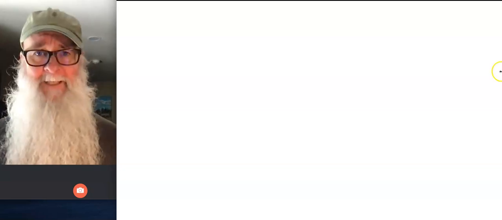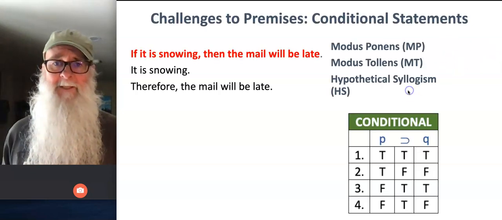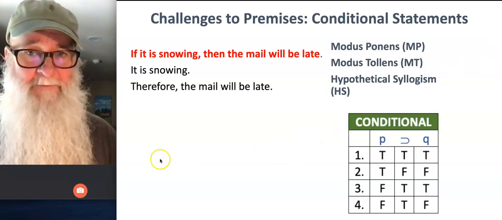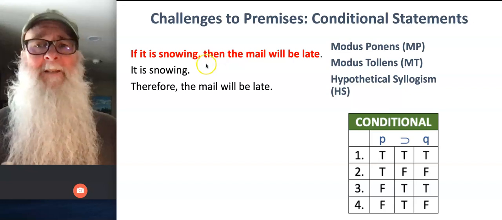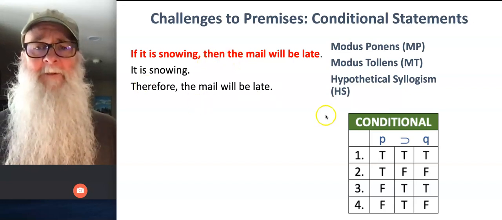Okay? Now, just as defending these different kinds of statements required different strategies, so too does challenging them and anticipating the challenges to them. So take a look at this argument. Again, your favorite one. It is snowing. If it is snowing, then the mail will be late. It is snowing, therefore the mail will be late.